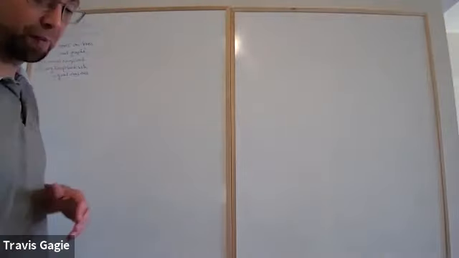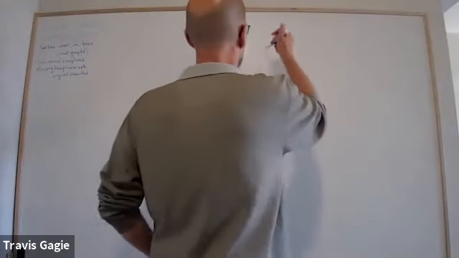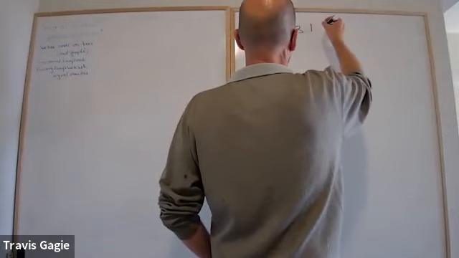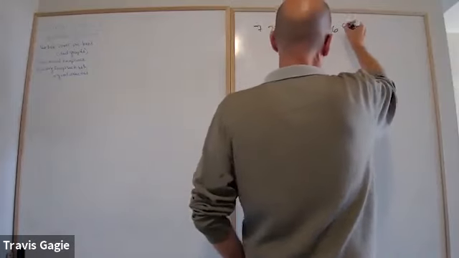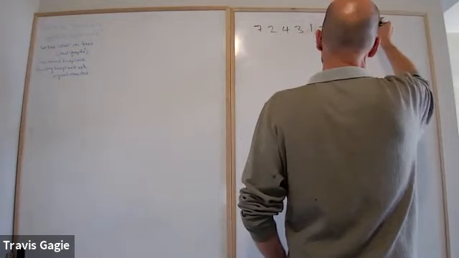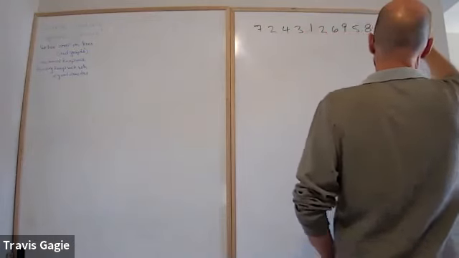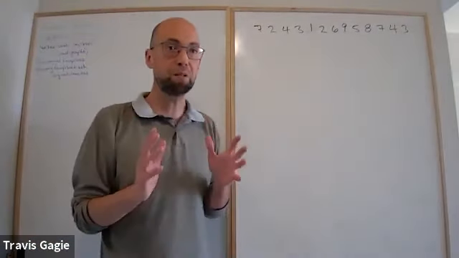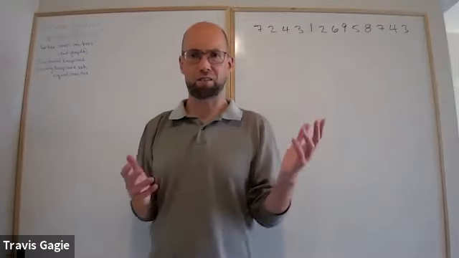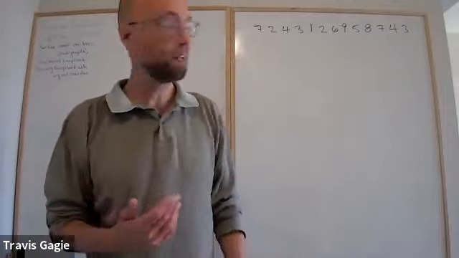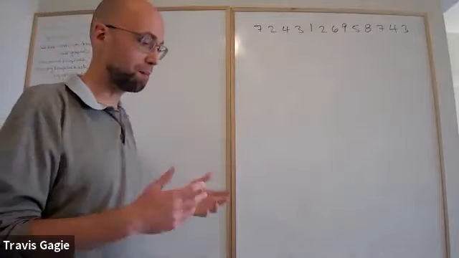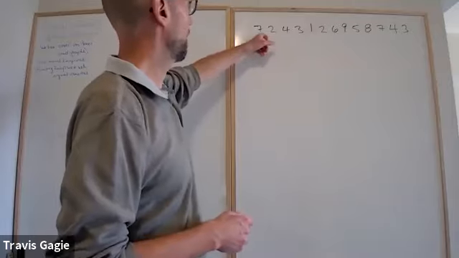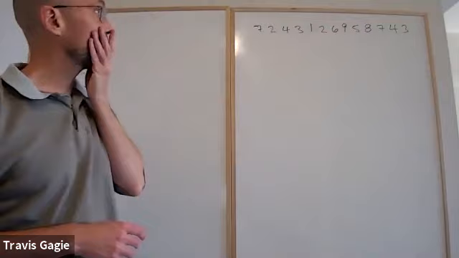Okay. So the next thing, suppose we have some sequence of numbers: 7, 2, 4, 3, 8, 1, 2, 6, 9, 5, 8, 7, 4, 3. We want to partition it into the minimum number of increasing subsequences. Let's just say increasing, so I don't have to keep remembering to say non-decreasing. Increasing means you can't have 7, 2, but you can have 7, 9. So how are we going to do this?